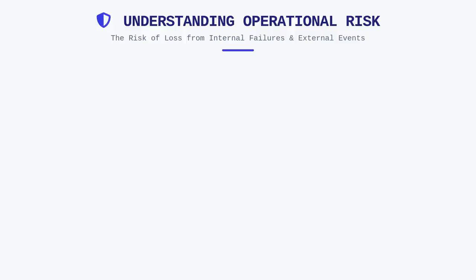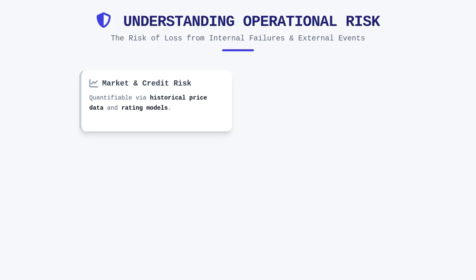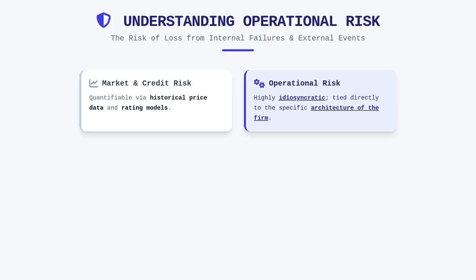Operational risk is fundamentally the risk of loss resulting from inadequate or failed internal processes, people, and systems, or from external events. Unlike market or credit risk, which are often quantifiable through historical price data or rating models, operational risk remains highly idiosyncratic to the architecture of the firm.